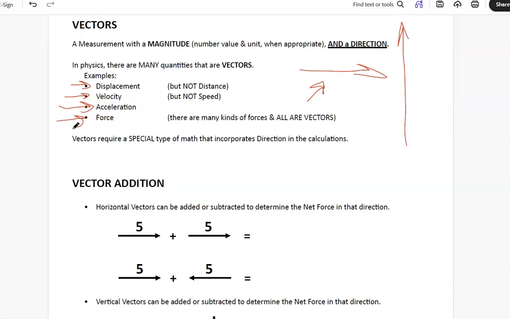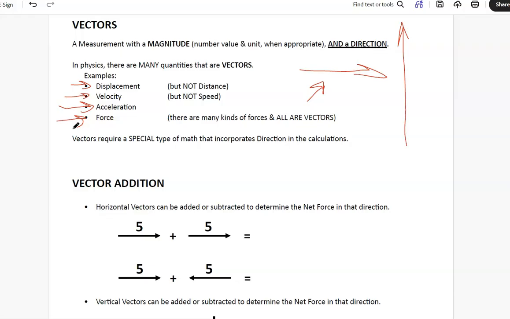And there are many, many types of forces you're going to learn about. Weight is a type of force. Tension is a type of force. Friction is a type of force. We have something called applied forces. That just means you're pushing or pulling something. Those are all forces. They all have directions. They all have magnitudes. And so vectors are not like scalars in terms of how you add them up.